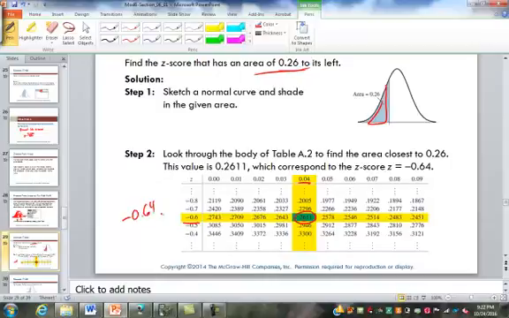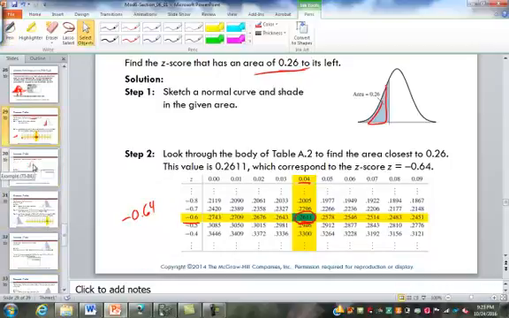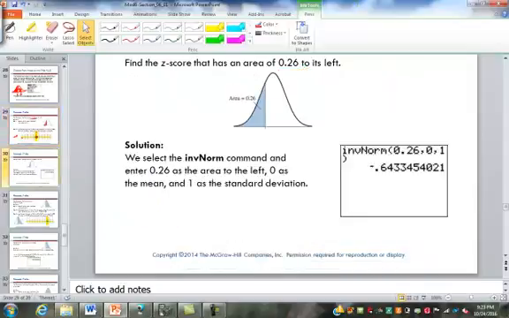Again, we're not going to use the table for that. You can see I'm rounding because it's not exactly 0.26 here, so I'm looking for a more exact answer from using the calculator. I have to remember the calculator only uses the probability if it's less than the z-score, and here that probability is less than the value I'm looking for. So I can use the calculator.